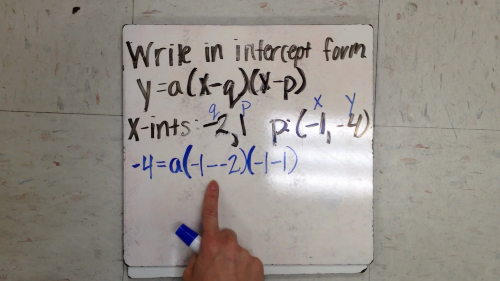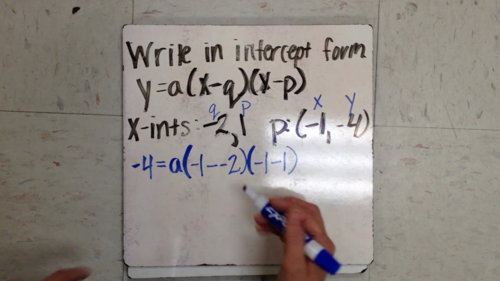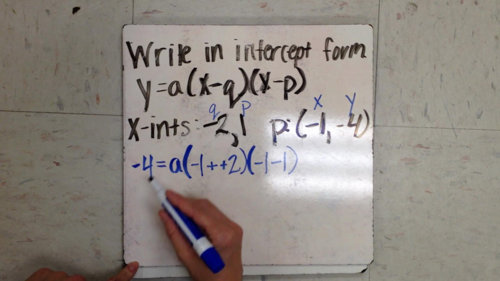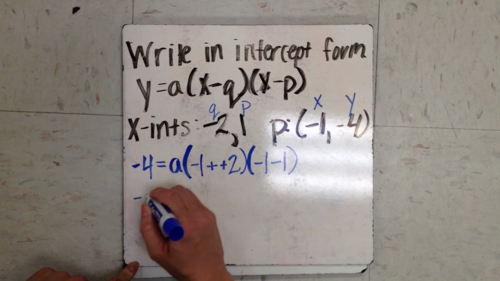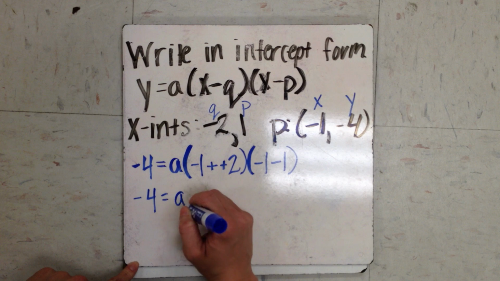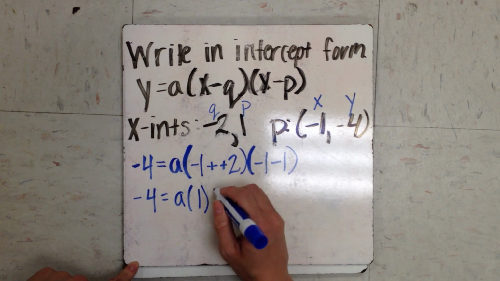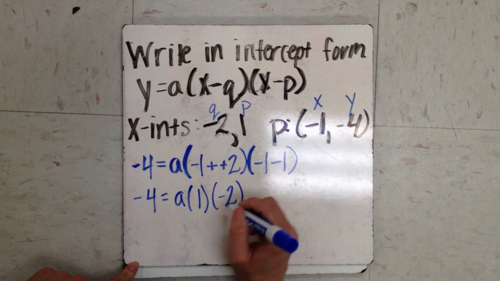Once again, we have the double signs here. -1 minus -2, we can write as -1 plus 2. So when we simplify this, this gives us -4 equals a, -1 plus 2 is 1, -1 minus 1 is -2.